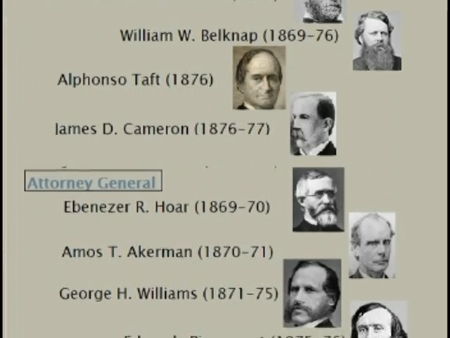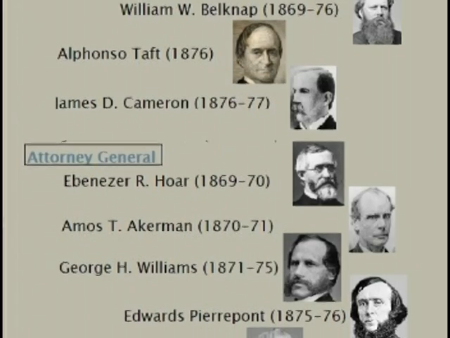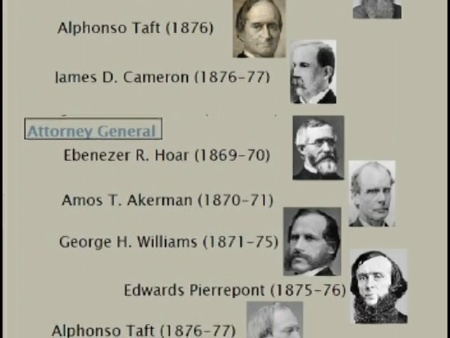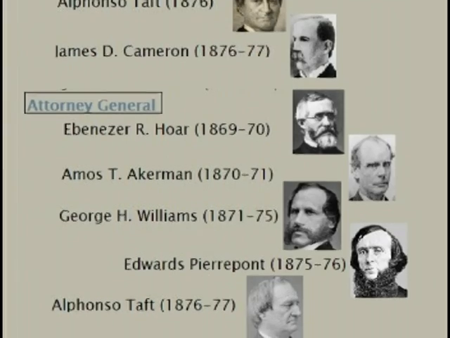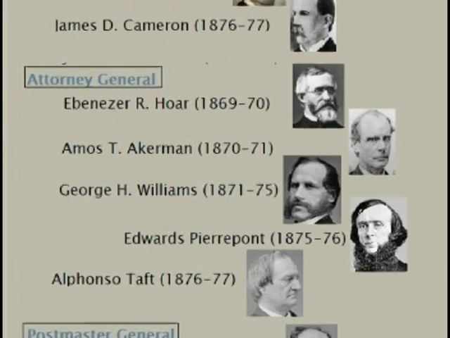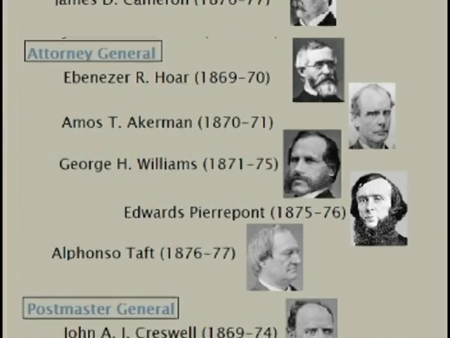Grant and his Attorney General Amos T. Ackerman began a crackdown on the Klan in the South, starting in South Carolina, making arrests and convictions, causing the Klan to demobilize and ensuring a fair election for 1872.